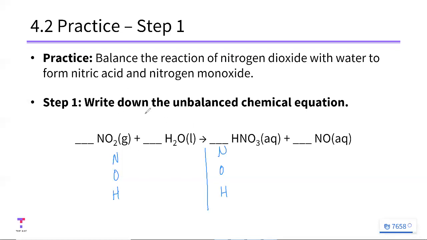So looking at the equation as it sits, I have 1 nitrogen and 3 oxygens, the 2 from here plus this one here, a total of 3, and I have 2 hydrogens. And on the product side, I have 2 nitrogens and 4 oxygens and 1 hydrogen.